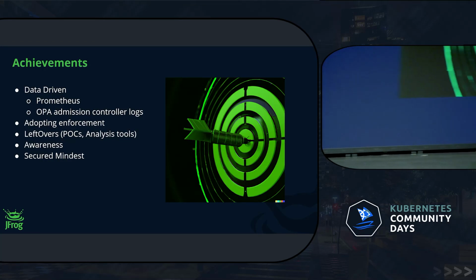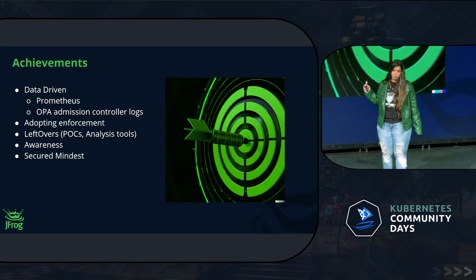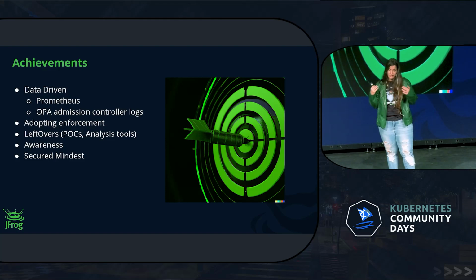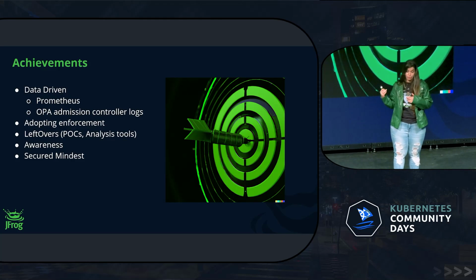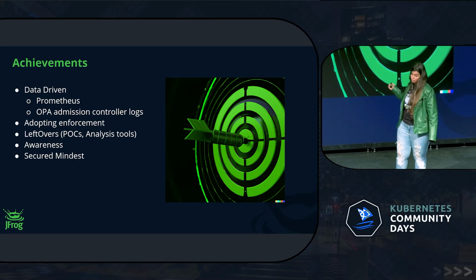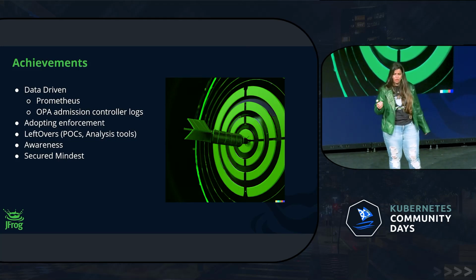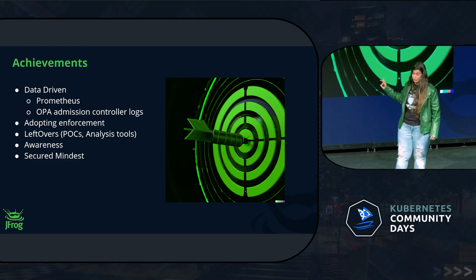So let's talk a bit about the achievements, right? Across the entire project, we were data-driven. We made sure that we have Prometheus as our open source monitoring system, which helps us to understand if a constraint is overloading the Kubernetes API. And we collected, of course, also OPA violation logs to Elasticsearch to be 100% sure that there are no new violations and production will not break.